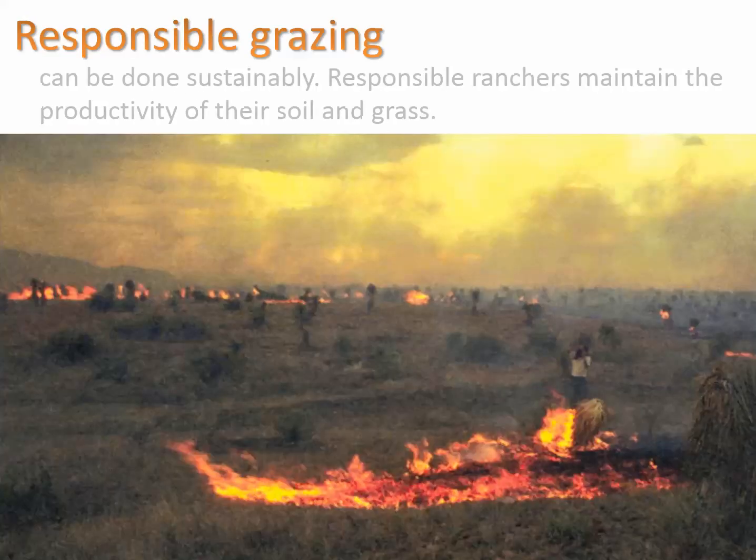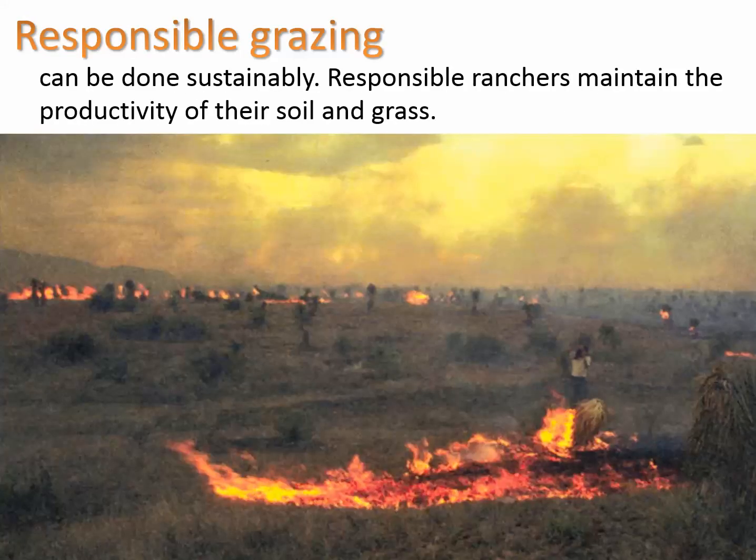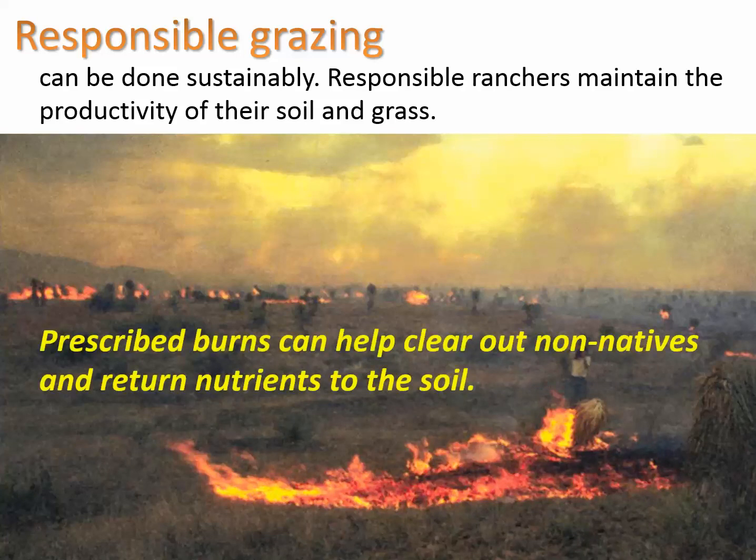So how do you do responsible grazing? It can be done sustainably. Responsible ranchers maintain the productivity of their soil and grass. And here we see prescribed burns that can help clear out non-natives and return nutrients to the soil. So keep in mind with that usually non-natives don't do well in fire areas because they're not adapted to that area or those fire conditions. But it's the native plants who have roots that can survive fires and then they resprout afterwards.